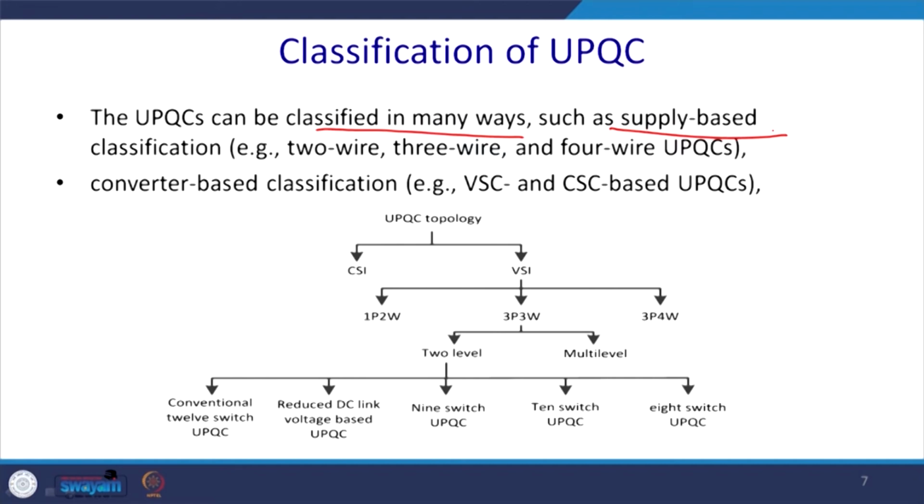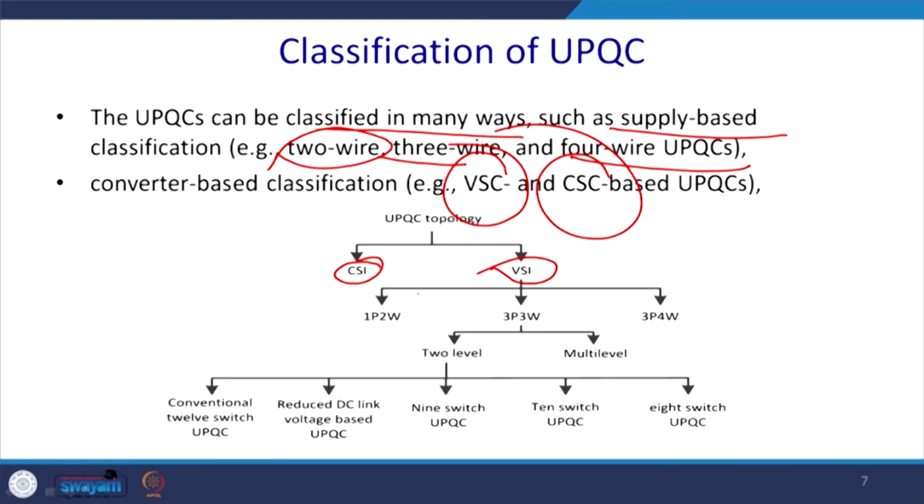For this reason it may have a single phase AC 2-wire system, a 3-phase 3-wire system, or a 3-phase 4-wire system at the distribution level. It can also be classified by converter type, that is, whether it uses a voltage source converter or a current source converter. So for this example, UPQC can have a CSI, or it can have a VSI.